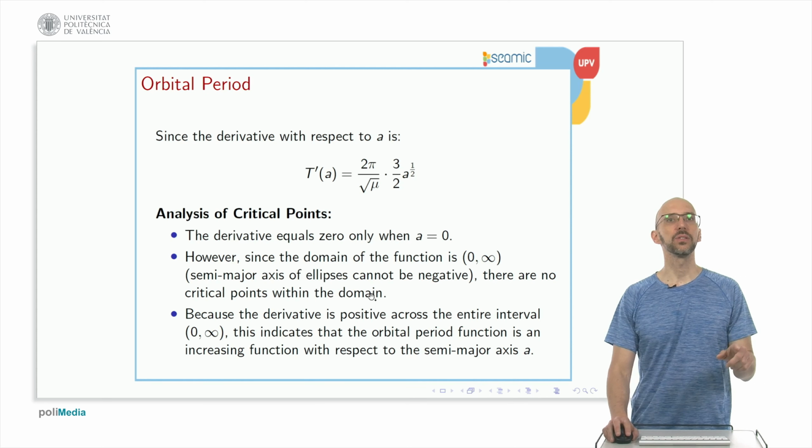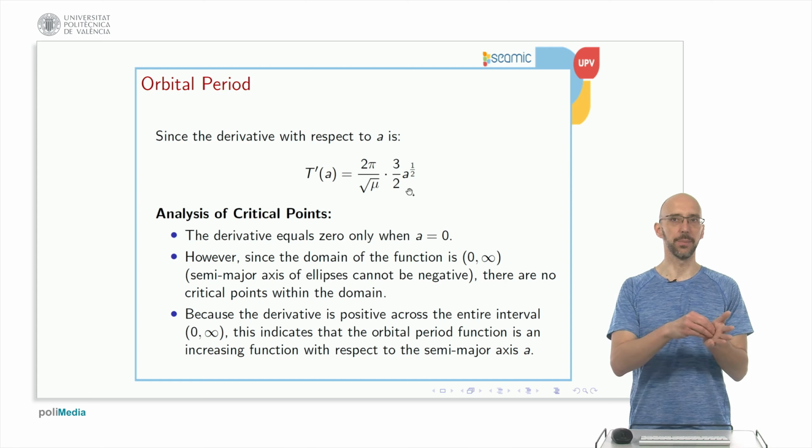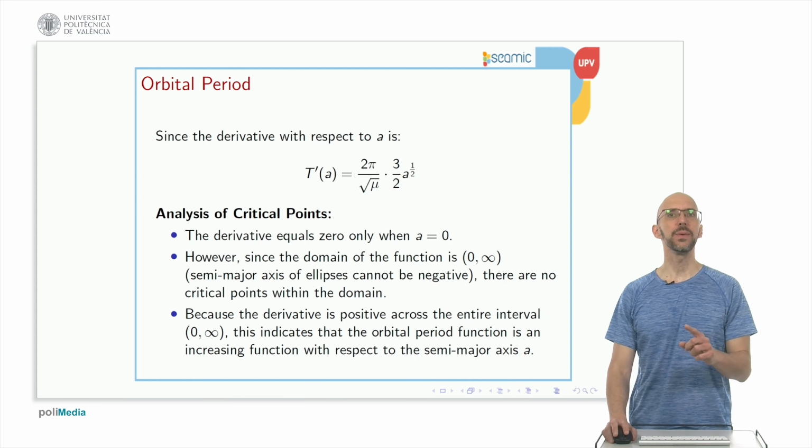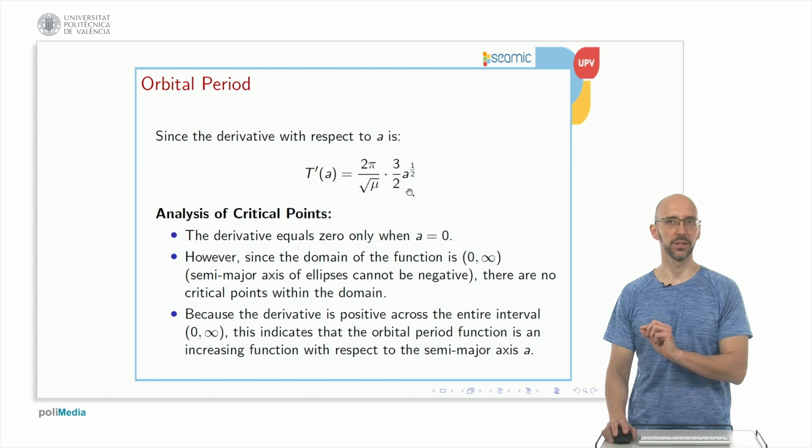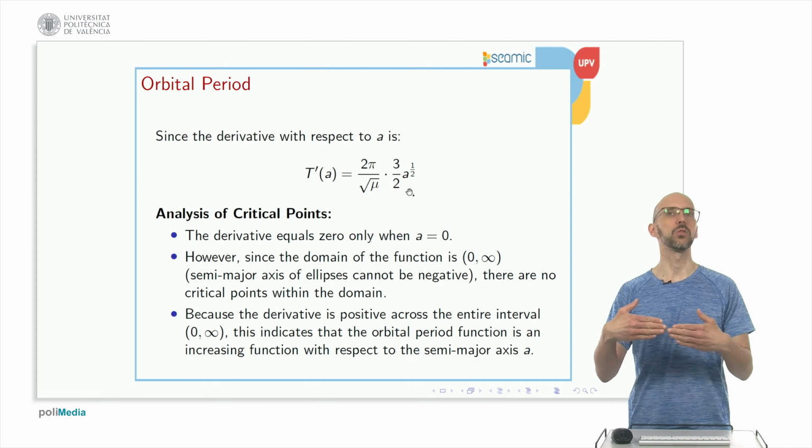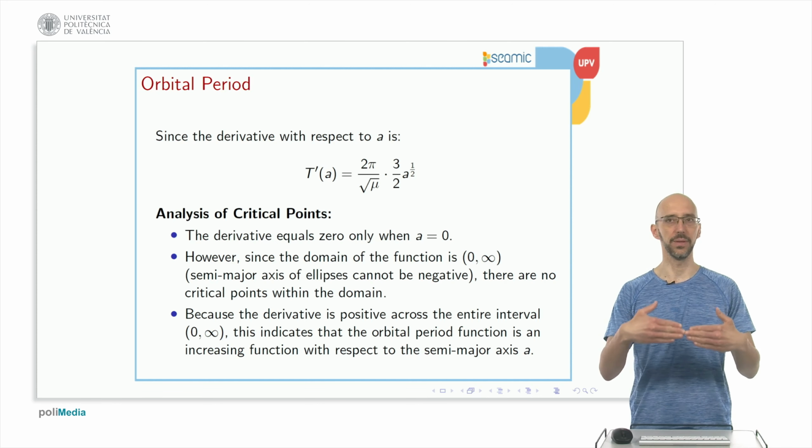Second, there are no critical points within the domain because the only one is 0, and we are not going to consider 0 from a physical point of view. Because the derivative is positive. When we replace a by a positive number, the square root, as I told you, is positive, then it's always positive. What does this mean? That the function is increasing all the time. If the derivative is always positive, that means that the function is increasing.